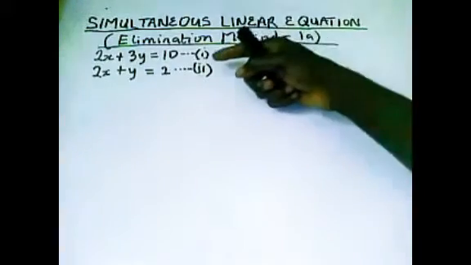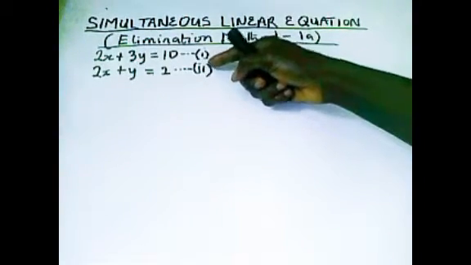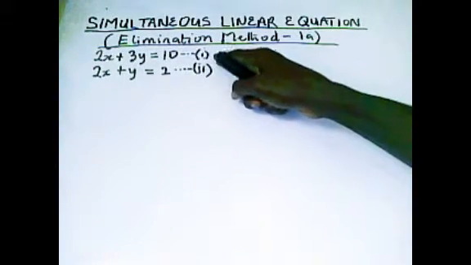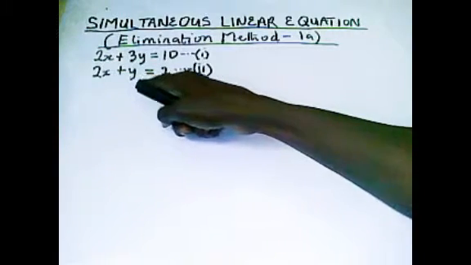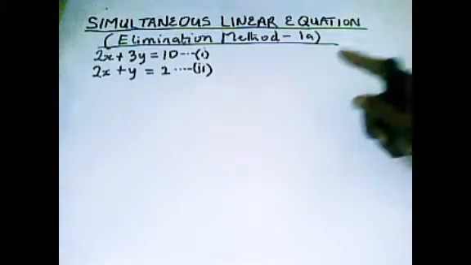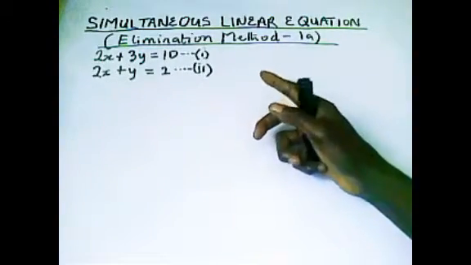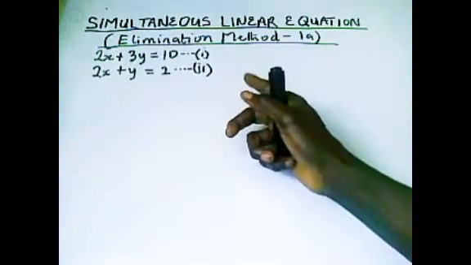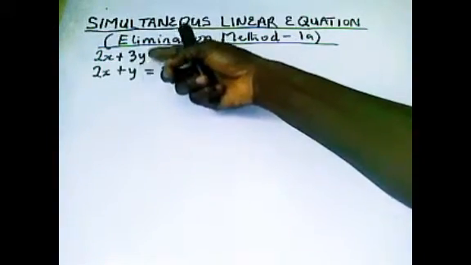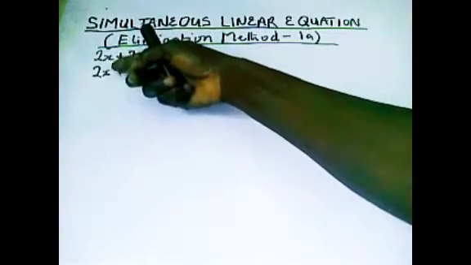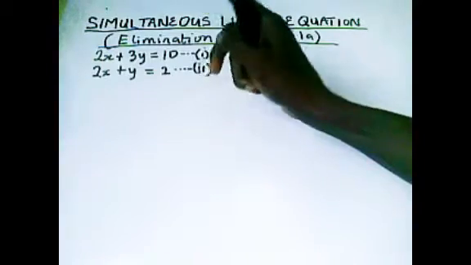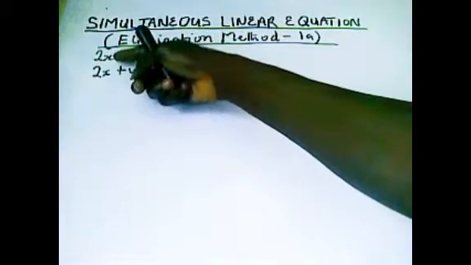Now, there are 2 equations given to us here on the board. In the first equation, we have 2x plus 3y equals 10, and then we have the second equation as 2x plus y equals 2. As I said before, the very first step is to decide which variable to eliminate. We can decide to eliminate y in both equations, or we can decide to eliminate x in both equations. Now, the best place to start from is to eliminate x.